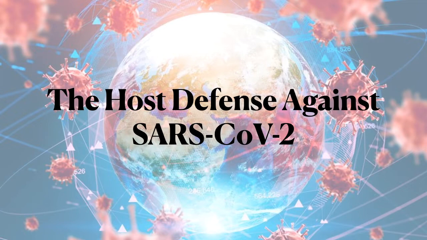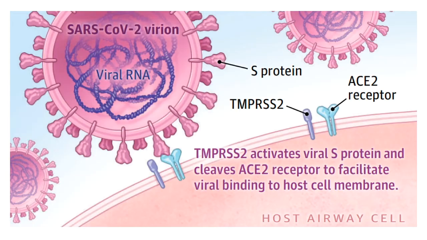Now, the host defends against the viral invasion. The virus attaches itself to the ACE2 receptor through the S protein. TMPRSS2 activates the viral S protein and cleaves the ACE2 receptor to facilitate the viral binding to the host cell membrane. So the presence of both ACE2 receptor and TMPRSS2 is very important for a cell to get infected. Since this combination is predominantly present in the respiratory cells, no doubt the SARS-CoV-2 infects primarily the respiratory system.